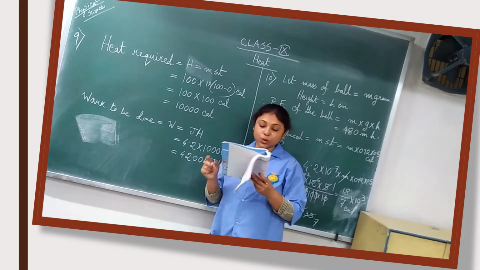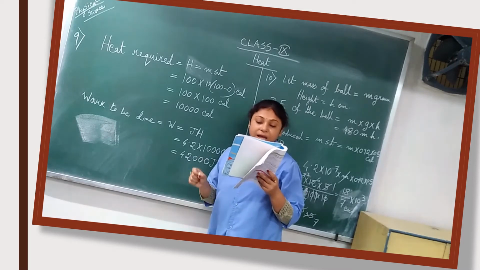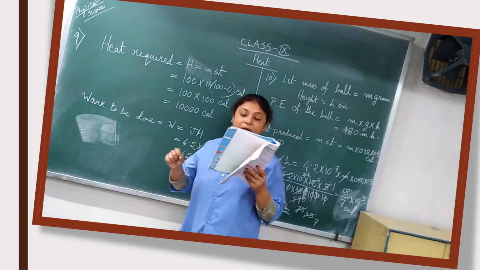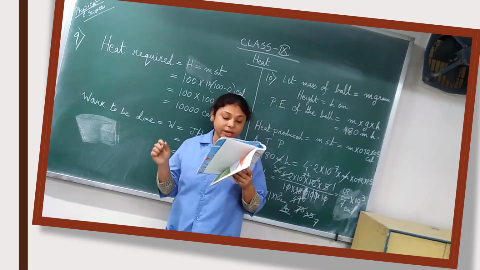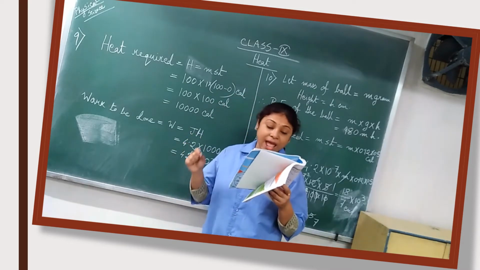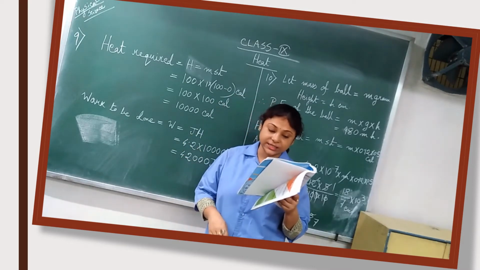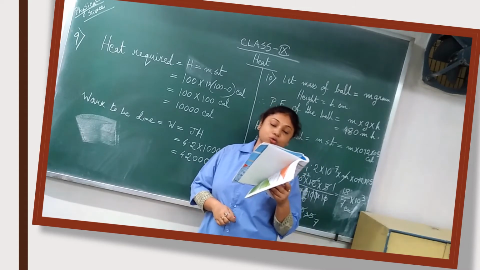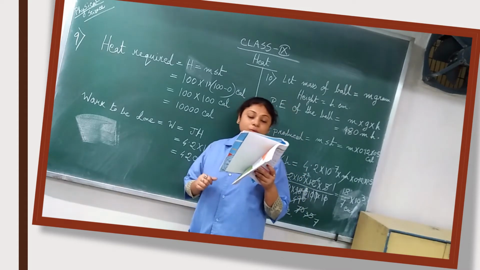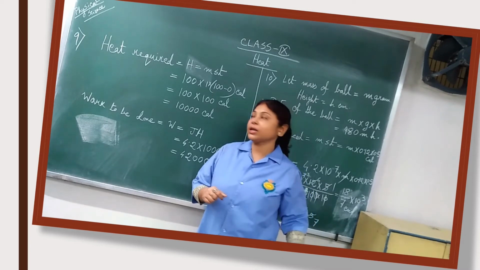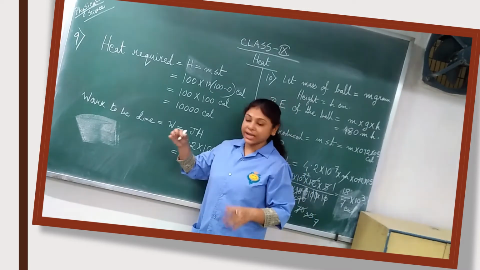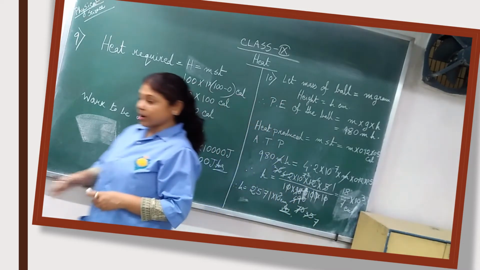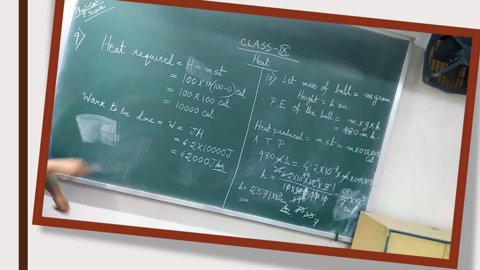Question is: calculate the amount of work to be done to convert 100 gram of water at 0 degree Celsius to water at 100 degree Celsius. Mechanical equivalent of heat is equal to 4.2 joule. Now one thing you have to be clear that heat required. Okay, first we can find out from here heat required.